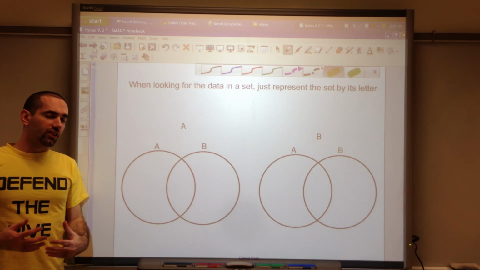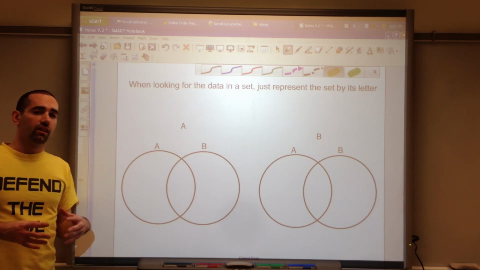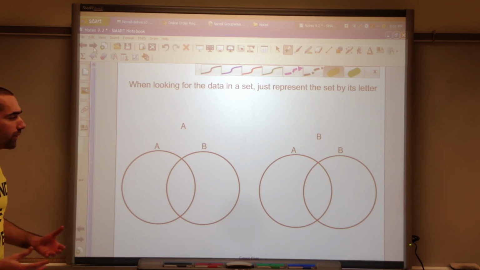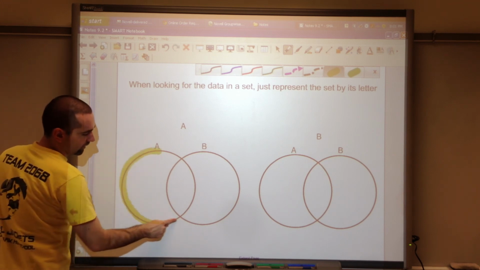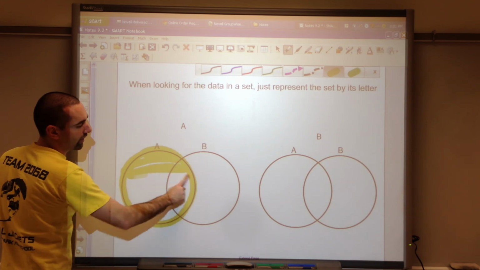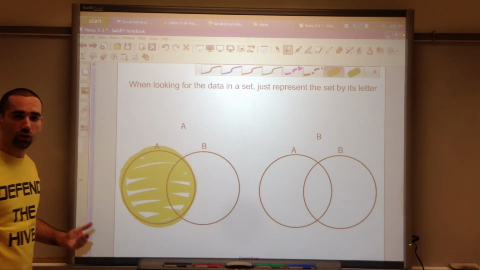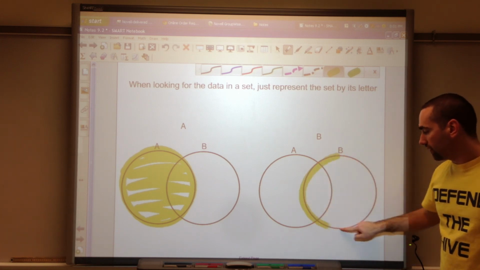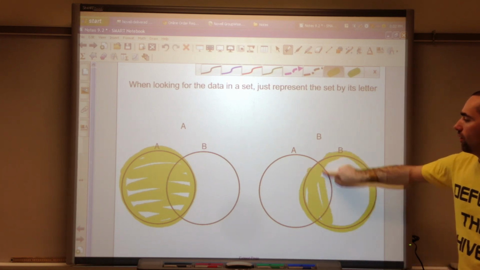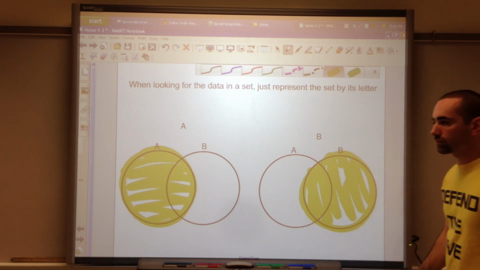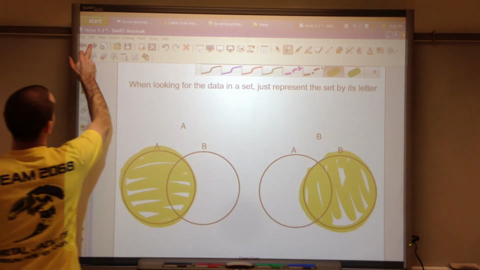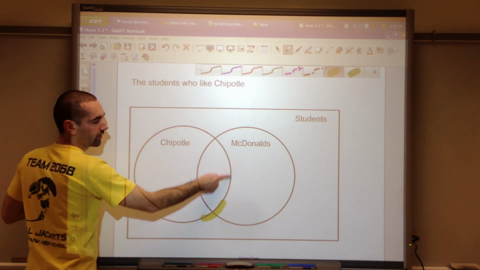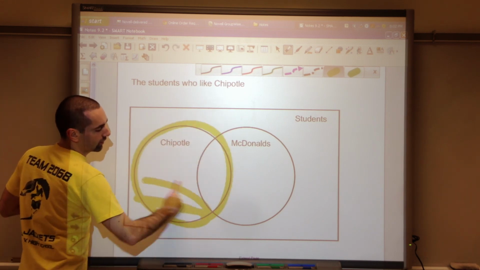Now, when we're looking at data sets, if we just want one data set, you represent it by its letter or whatever it's dealing with, McDonald's, Chipotle, and so forth. So A, this is data set A. So if I just want A, I want the whole circle. If I want B, I want the whole circle B. So I want all the data that's in there. Students who like Chipotle. So that's the Chipotle circle.